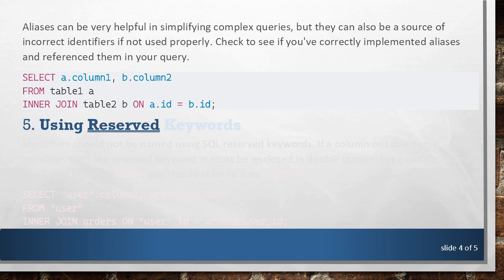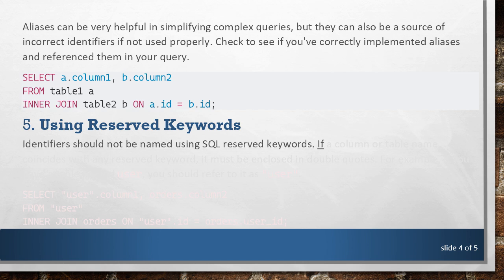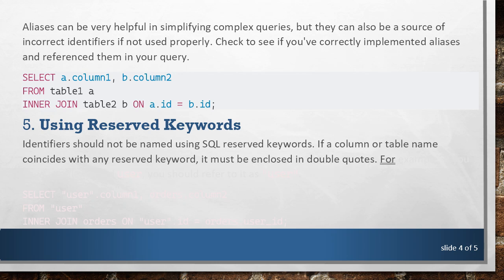5. Using reserved keywords. Identifiers should not be named using SQL reserved keywords. If a column or table name coincides with any reserved keyword, it must be enclosed in double quotes. For example, if you have a table named user, you should refer to it as "user".